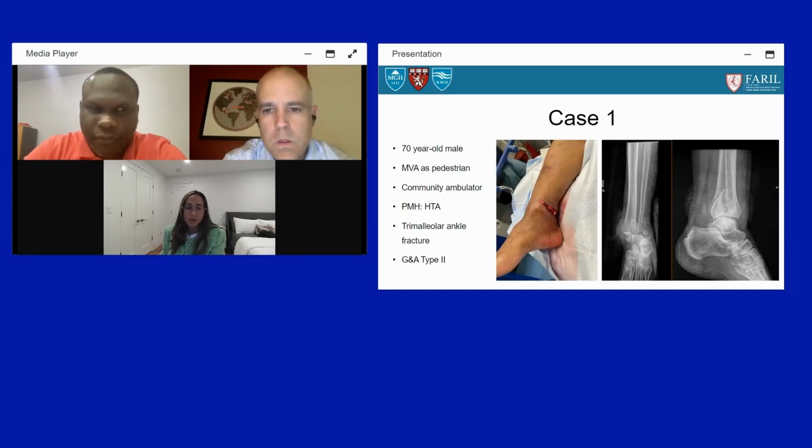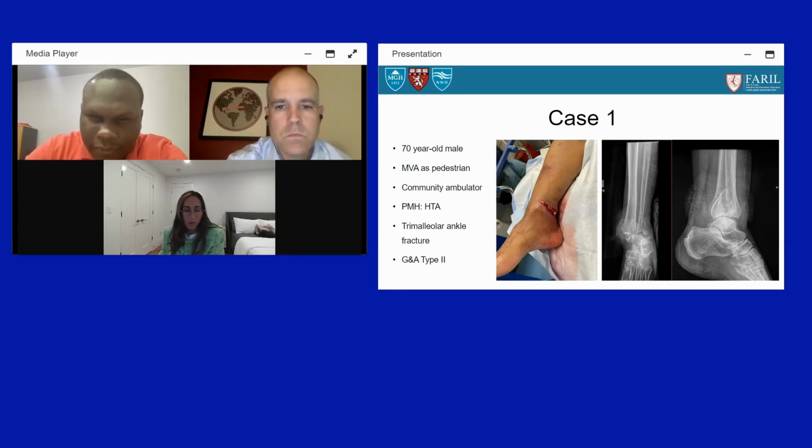So this is a 70-year-old male that was in a motor vehicle accident as a pedestrian. He was walking and was struck by a car that was going about 20 miles per hour. This was a case that was transferred from another institution that was about 40 to 60 minutes away. Before the injury, the patient was a community ambulator. The only past medical history was hypertension.